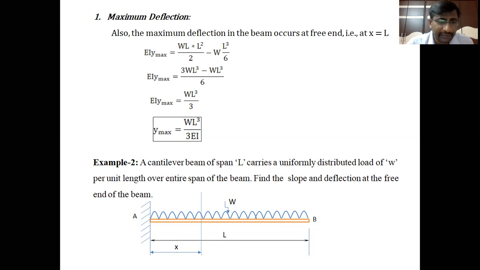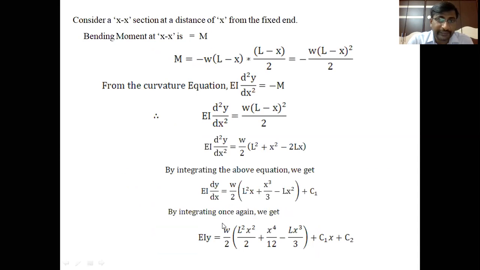At the free end, we substitute x as L. At the fixed end, in place of x we substitute the 0 value. If x is equal to 0, then it becomes the fixed end. If x is equal to L, it is the free end. So we are taking the x value from the fixed end. We are taking a section at a distance of x from the fixed end. Clear, students? Let us go to the solution for the same procedure.